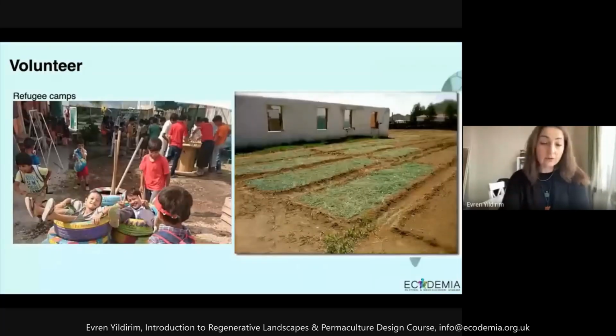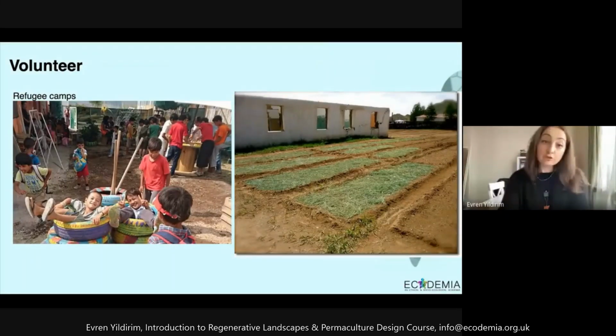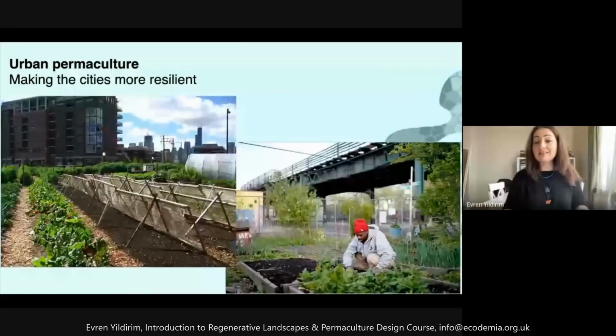You can volunteer, you can work in aid organizations, in refugee camps, and work with children, and you could make a huge difference with what you know. And you can also get involved in urban permaculture, making the cities more resilient. With this pandemic and the lockdowns, we are now more aware that we should make our huge cities more resilient and self-sustaining.